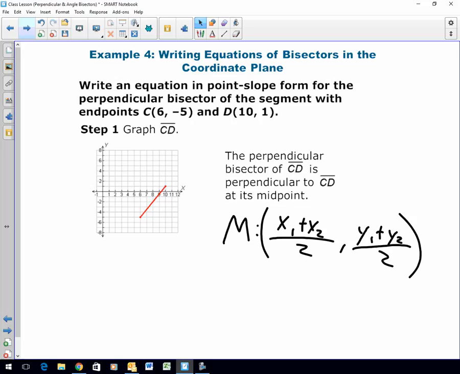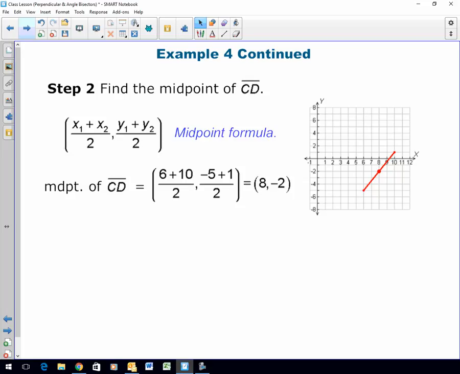So, to find a perpendicular bisector, find the slope. Remember, we're trying to find this point slope form. To find the slope, first I have to start off by getting the midpoint. The midpoint is the point that cuts it in half. Next, oh look, there's the midpoint formula. And this is an example of how I could get the midpoint between 6, -5 and 8, -2.